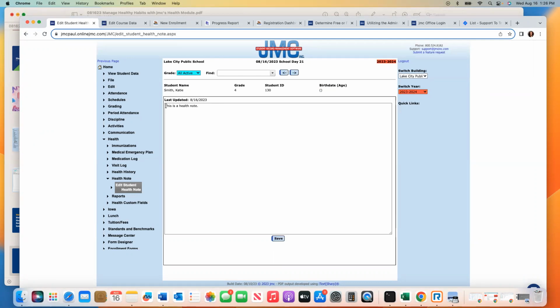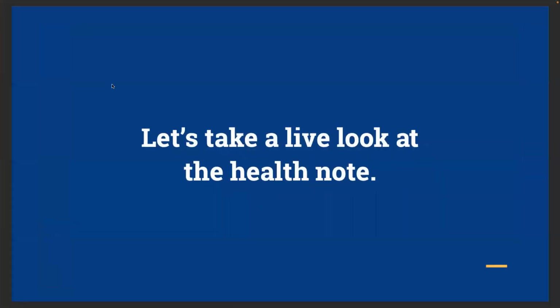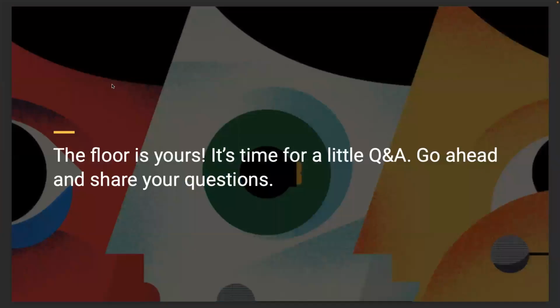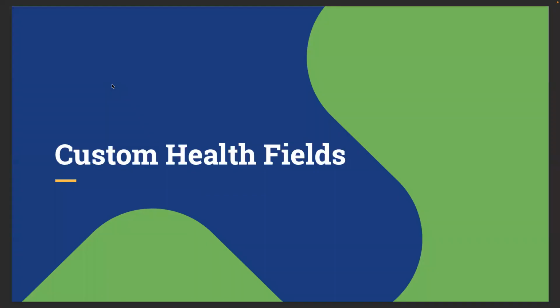So if I'm going to put more information in here, I can either put it above or below. That would be up to your health office to decide how you wanted to organize these health notes. And once I hit save, it's the same date. So the date's not going to change, but you do see the last date that this was updated. All right, any questions on a health note? I didn't think so. That one's pretty self-explanatory.